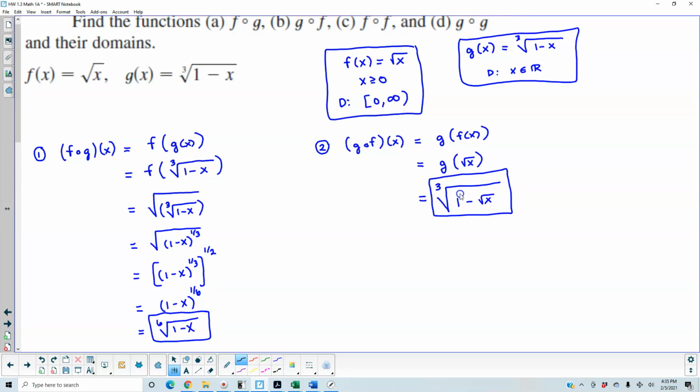Now, the cube root can have any real number in its domain, but what's inside the cube root is 1 minus the square root of x, and this square root of x has an even index, so we need to look at that square root of x to find its domain. And what that tells us is that the domain of g composite f is x such that x is in the domain of f, and f of x is in the domain of g. So what we need to do is look at that square root of x. And that square root of x tells us that x must be greater than or equal to 0, and therefore the domain of that function goes from 0 to infinity.